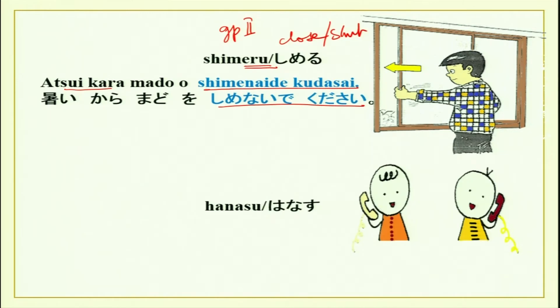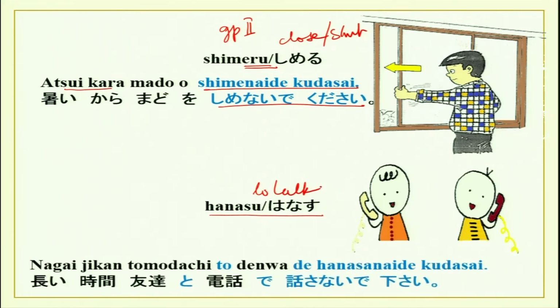Then we have hanasu. You can see very clearly hanasu means to talk. So nagai jikan. Nagai jikan is for a long time. Tomodachi to denwa de hanasanai de kudasai. So with tomodachi, using denwa, hanasanai de kudasai, or on denwa, hanasanai de kudasai in English.